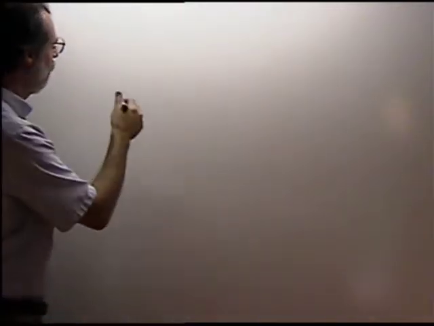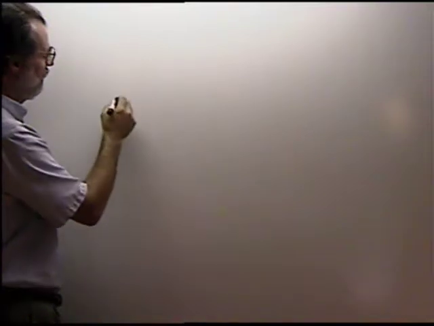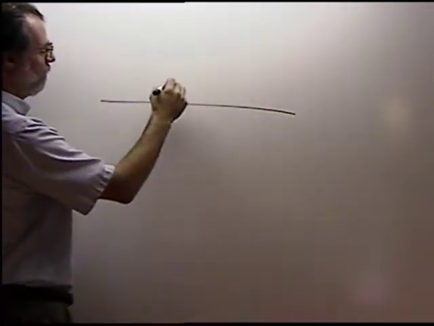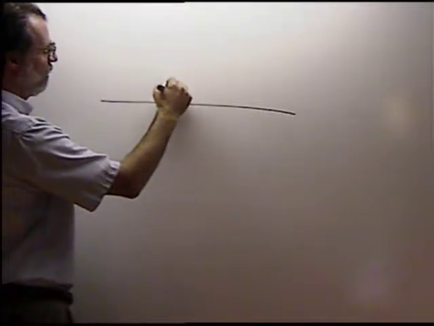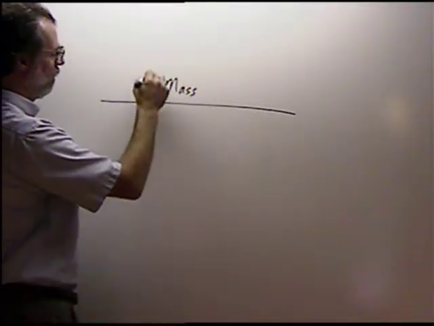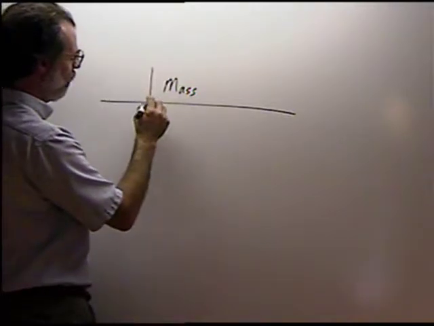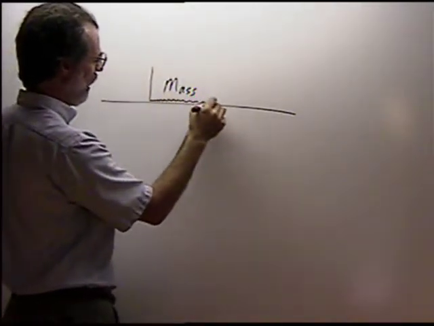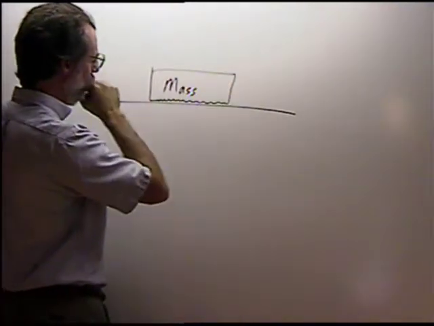Okay, when you're dealing with friction, let's draw a picture of this. If we have a mass here, now I'm going to draw the surface as a jagged, rough edge.